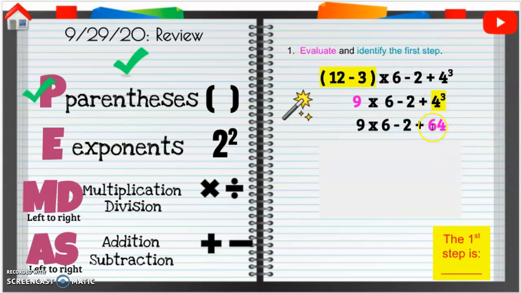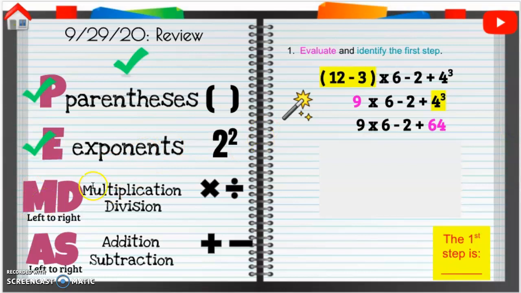So I wrote down the 64, and then I bring everything else down we didn't use yet, because remember, we are family and we cannot leave anything left behind. So that 9 times 6 minus 2 and the plus. Then we have our 64. Do we have any more exponents? No, we don't. So I'm going to check that off. Check.